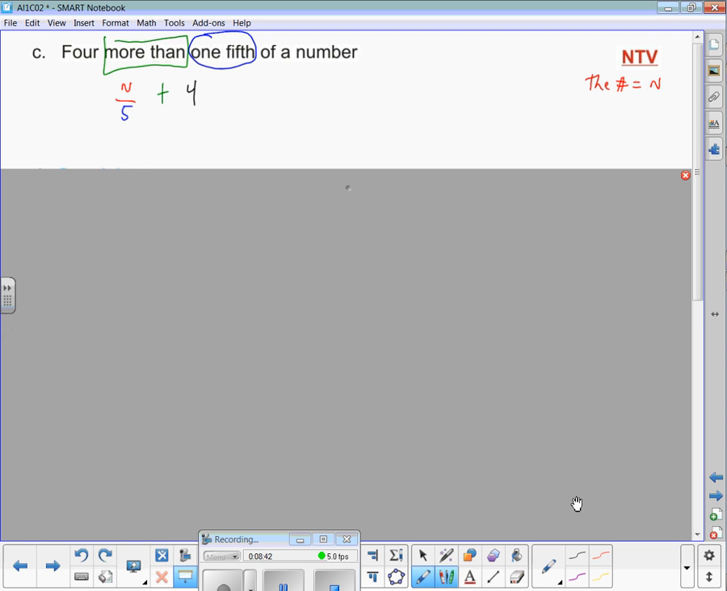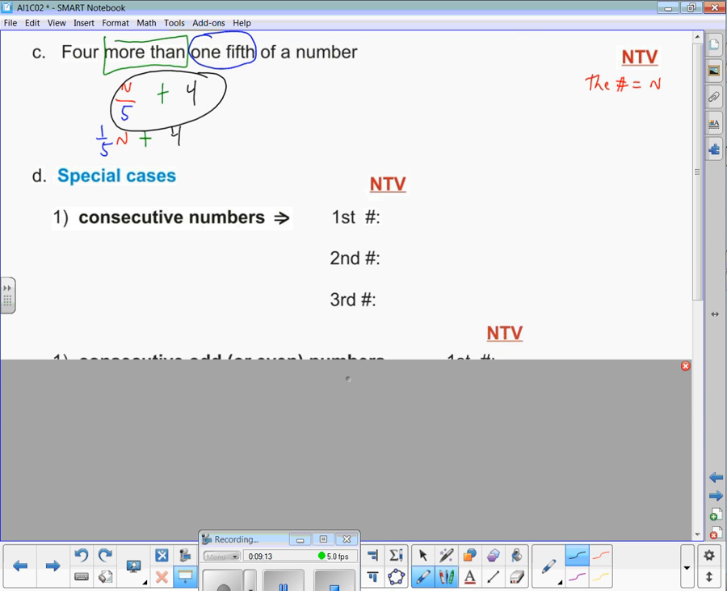Now, by the way, if you had $20, half your money would be a half times 20. Same thing. A half times 20 is the same as 20 divided by 2. So if you wanted to, you could also write it this way: 1/5 n plus 4. Those are exactly the same thing. This is usually the preferred methodology there. Okay? All right, let's get to some special cases.